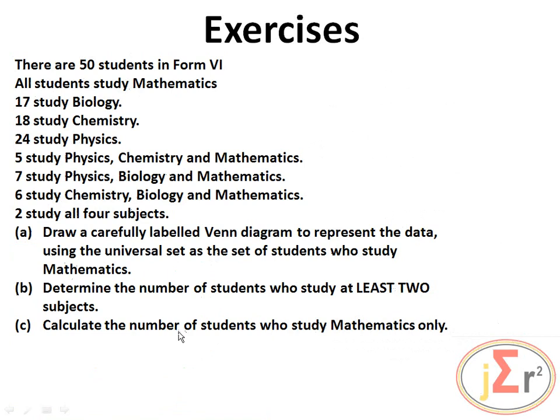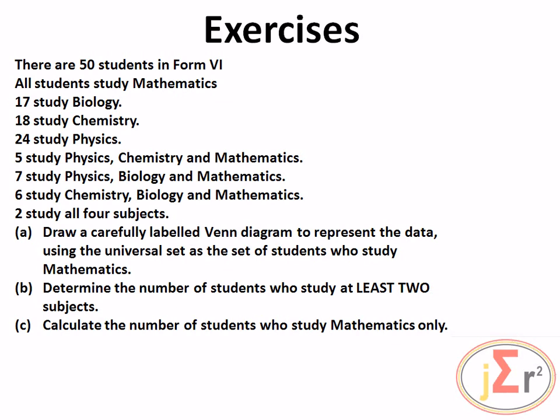Finally, there are 50 students in Form 6. All students study mathematics. 17 study biology. 18 study chemistry. 24 study physics. 5 study physics, chemistry, and mathematics. 7 study physics, biology, and mathematics. 6 study chemistry, biology, and mathematics. 2 study all 4 subjects.